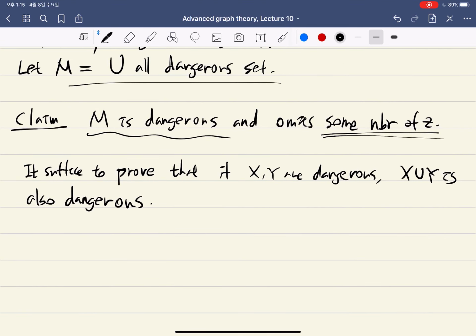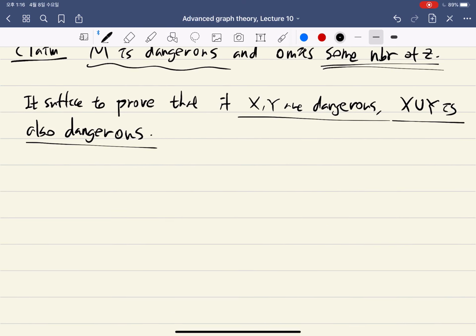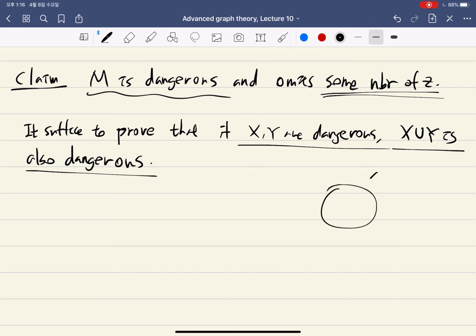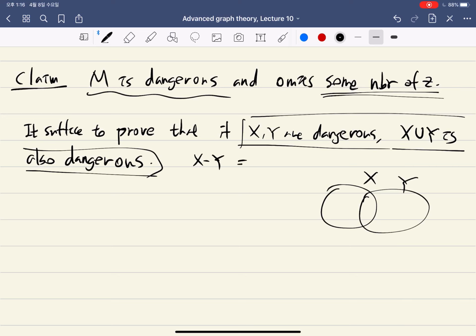So we want to first prove that this holds. So we have X and Y. And if one is inside the other, then this statement itself is trivial. So we assume that both X minus Y is not empty and Y minus X is not empty.